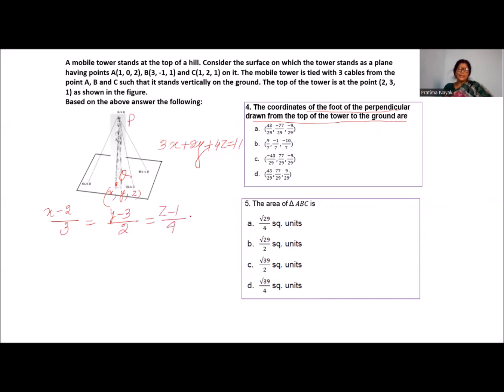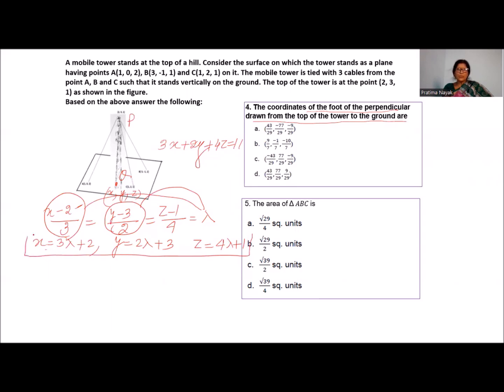So I'll take, let this be lambda. Then I'll write x in terms of lambda, 3 lambda plus 2. Then I'll write y, 2 lambda plus 3. That means each ratio I'm equating with lambda. I am writing x will be 3 lambda plus 2. Then similarly, y is 2 lambda plus 3, z is 4 lambda plus 1. And this x, y, z is on the plane. So I'll put them in the equation of the plane, and I'll find the lambda so that I'll get the x, y, z, that is the foot of the perpendicular.